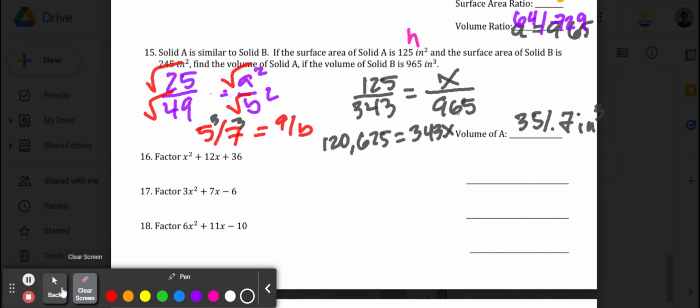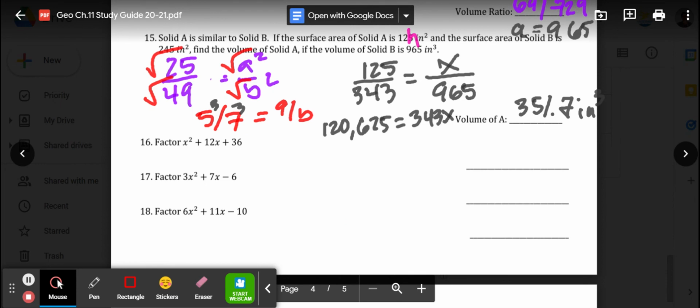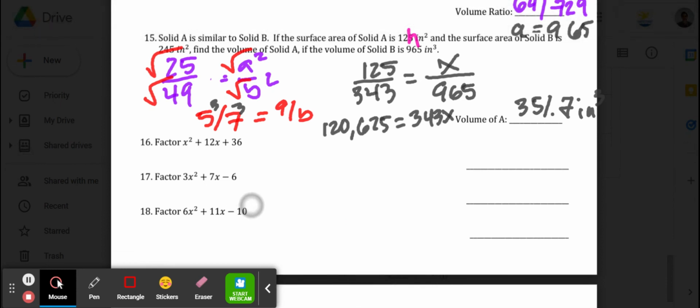All right, the last three, I think, are just factoring. So we'll just leave you to do those, and you can ask for help in class.